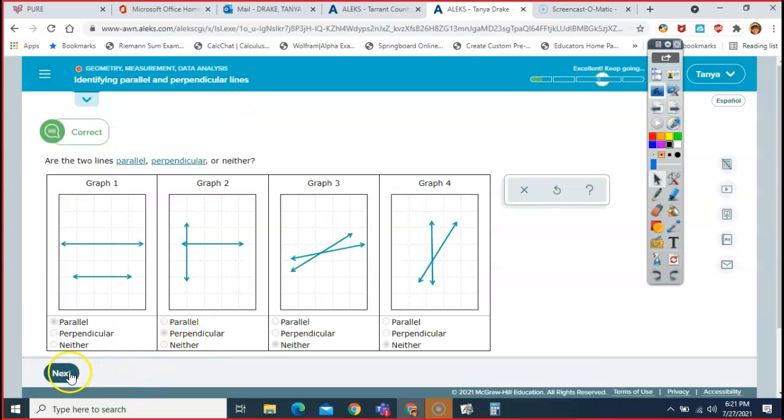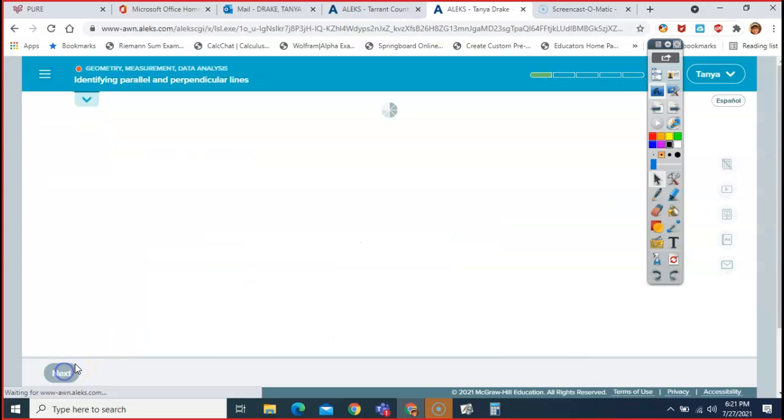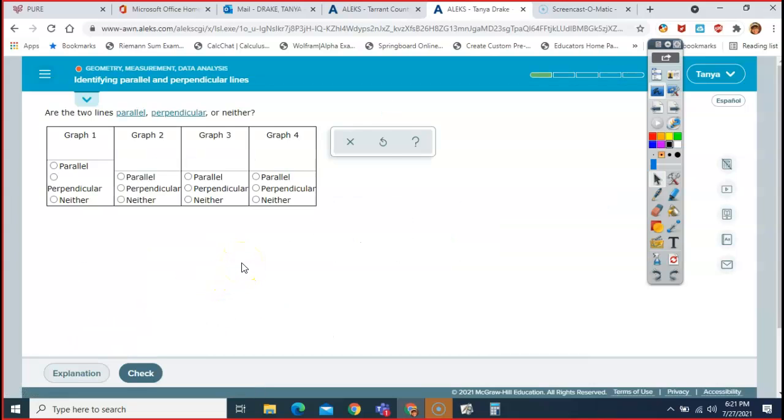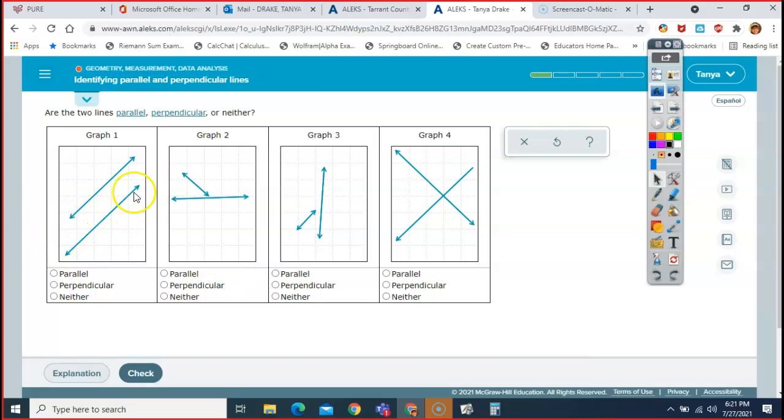Okay. All right, let's go to the next one. Make sure you got it. Okay, so you got parallel down. It's the perpendicular one. It's going to look like some sort of T. Okay, let's go. All right, how about this one?